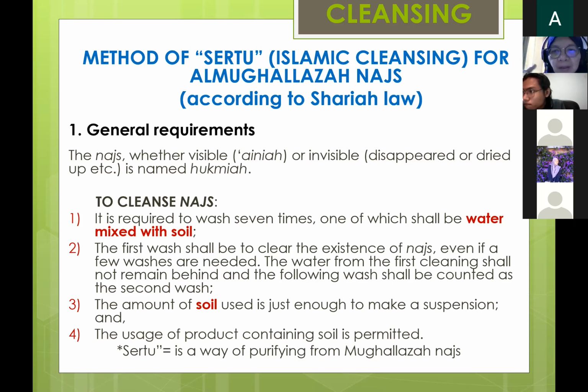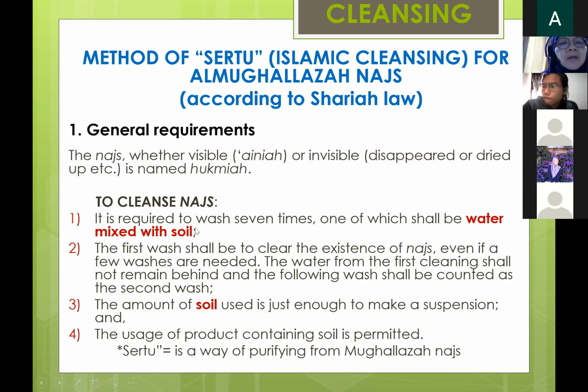Samak is the term that is used to cleanse the skin of the animal, to remove the fat or the dirty part of the animal to get the clean skin, plus some chemical. They say that is samak. I think it's Malay. But if you want to clean mughalazah najis, the right word is sertu. How do you do it?